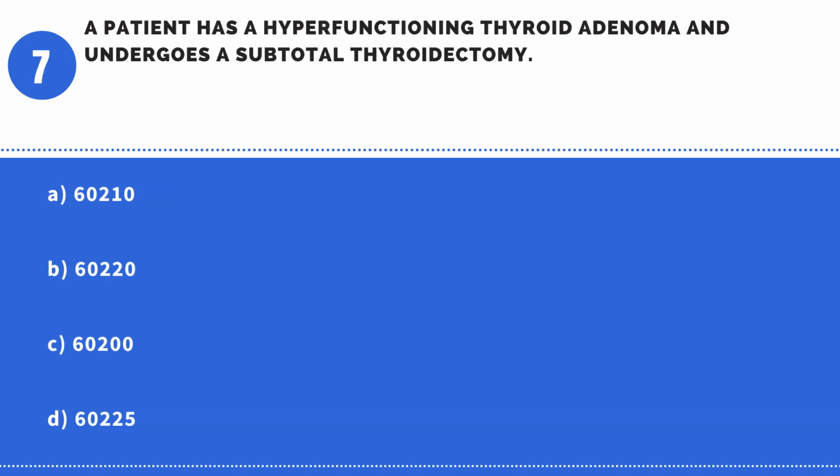Question 7. A patient has a hyperfunctioning thyroid adenoma and undergoes a subtotal thyroidectomy. A. 60210. B. 60220. C. 60200. D. 60225. Answer, C.